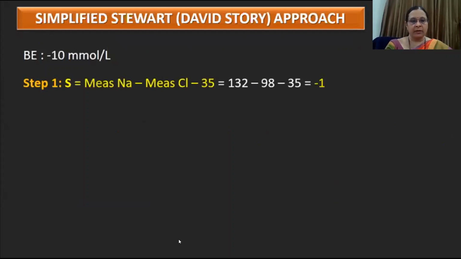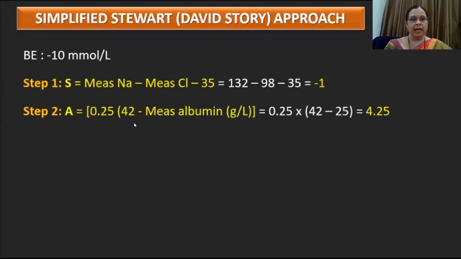In the scenario, it says 132 minus 98 minus 35. If you do the maths, you get minus 1. Step 2, look at the albumin contribution to it. So 0.25 multiplied by 42 minus 25, whatever, you get 4.25.